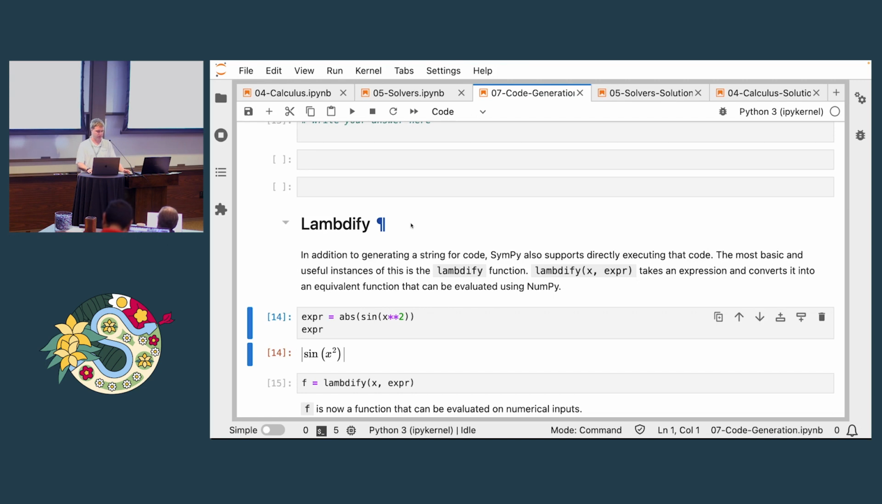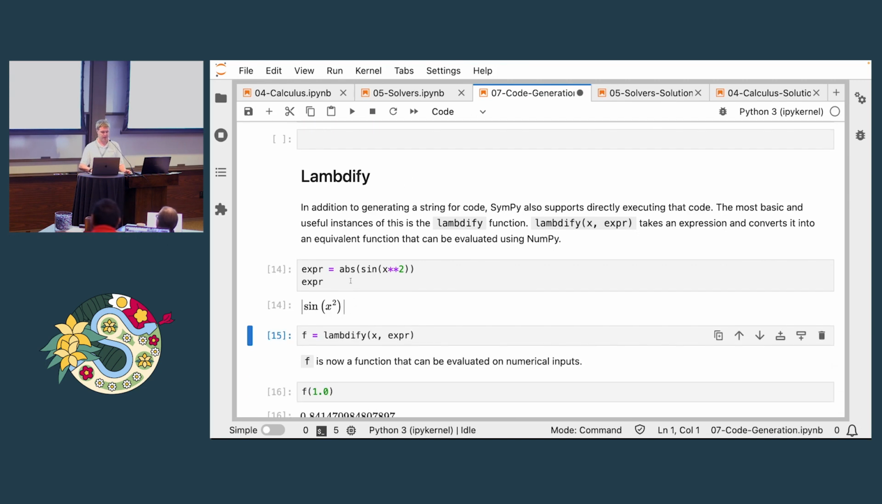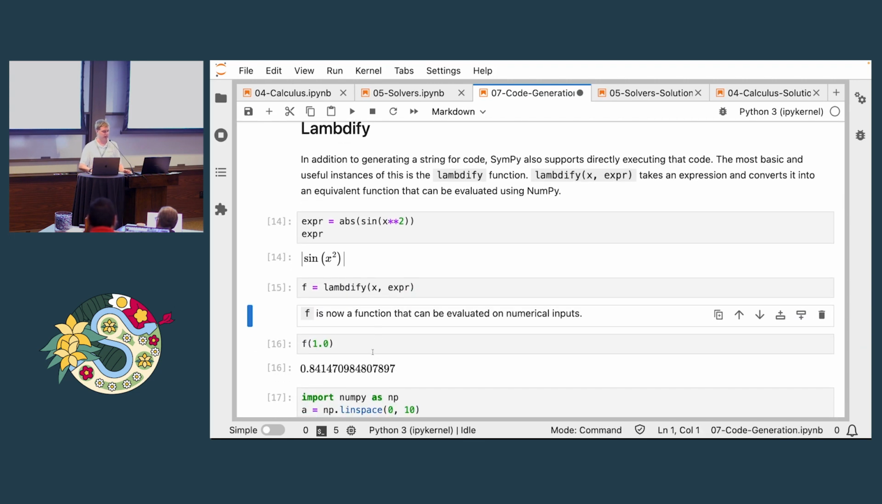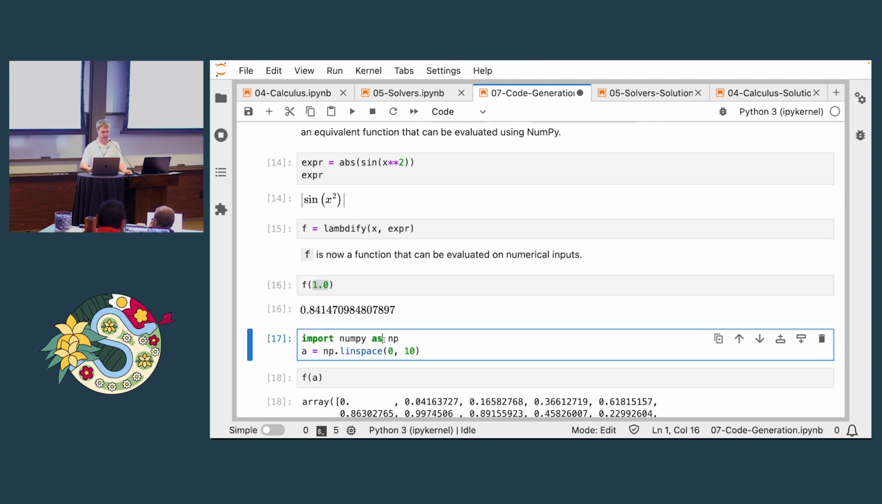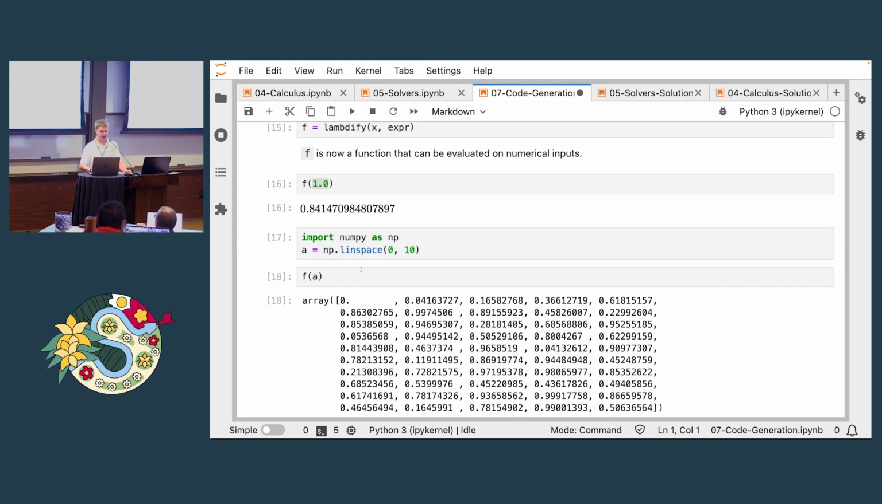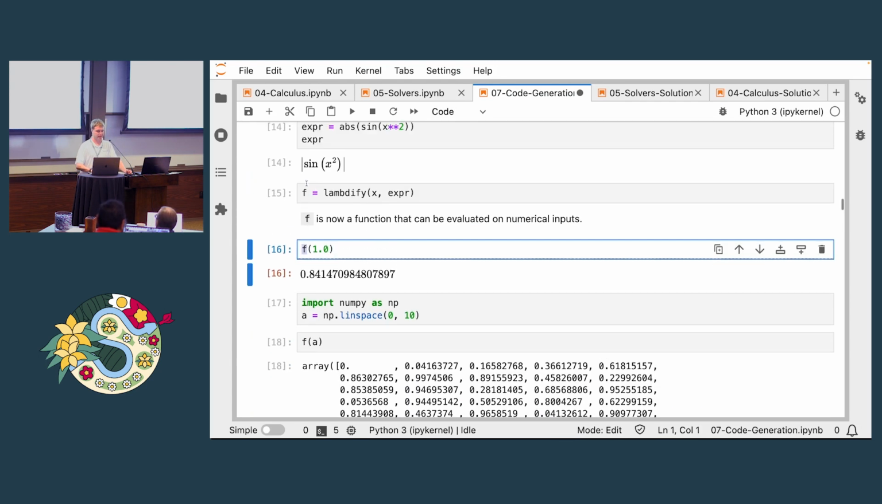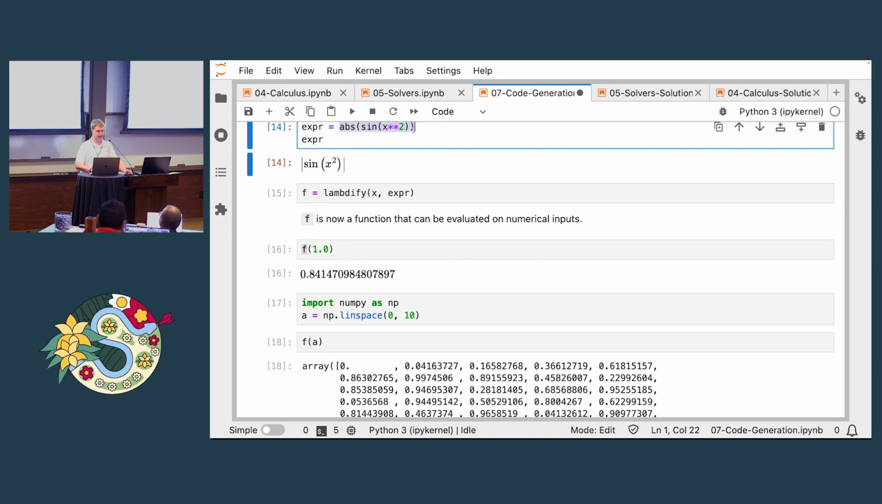So the way lambdify works is you take some SymPy expression. So let's take our function here. And then you call lambdify. The first argument is the variable, and the second argument is the expression. What this is going to return is a function. So f is now a function that can be numerically evaluated. You can evaluate it on a single float, or on a NumPy array. And so now this function f is this absolute value of sine of x squared as a NumPy function.